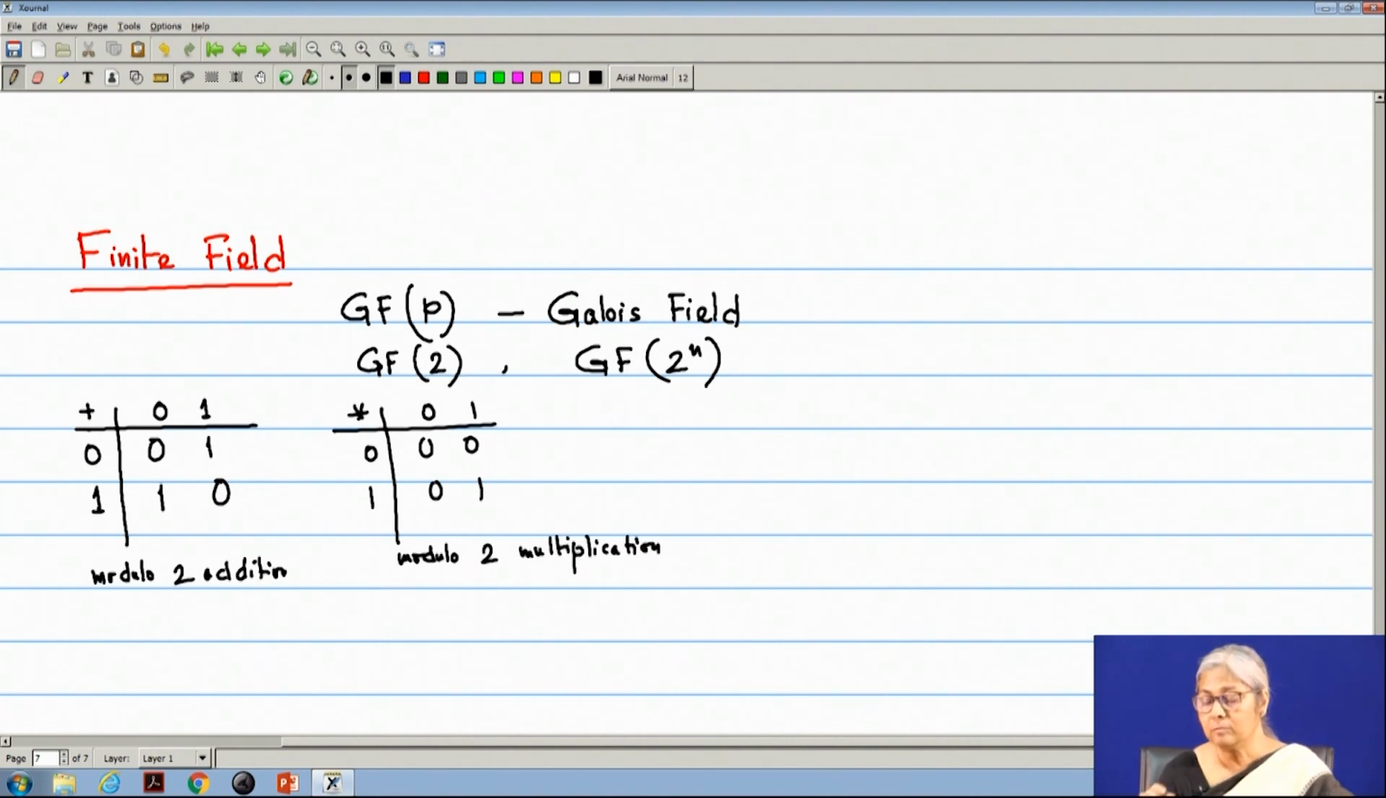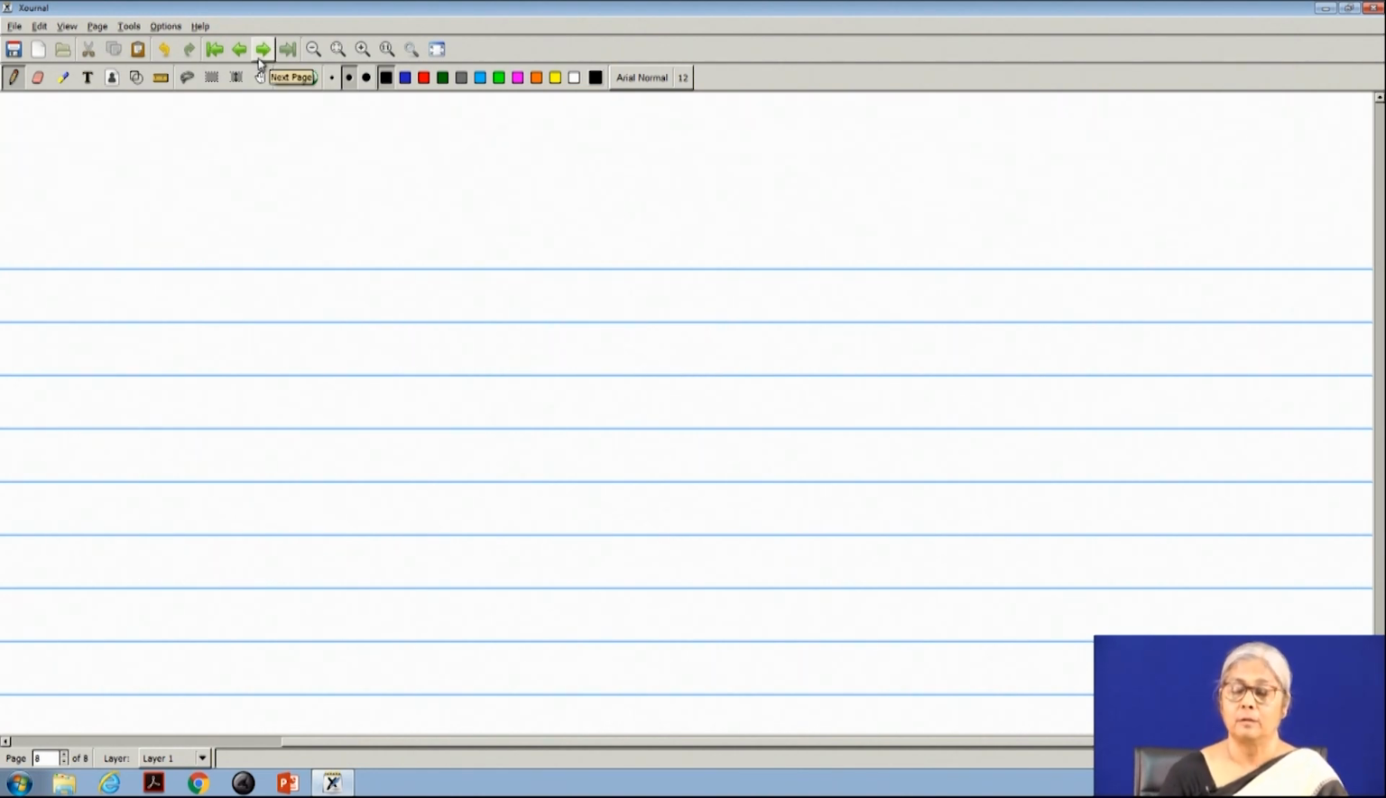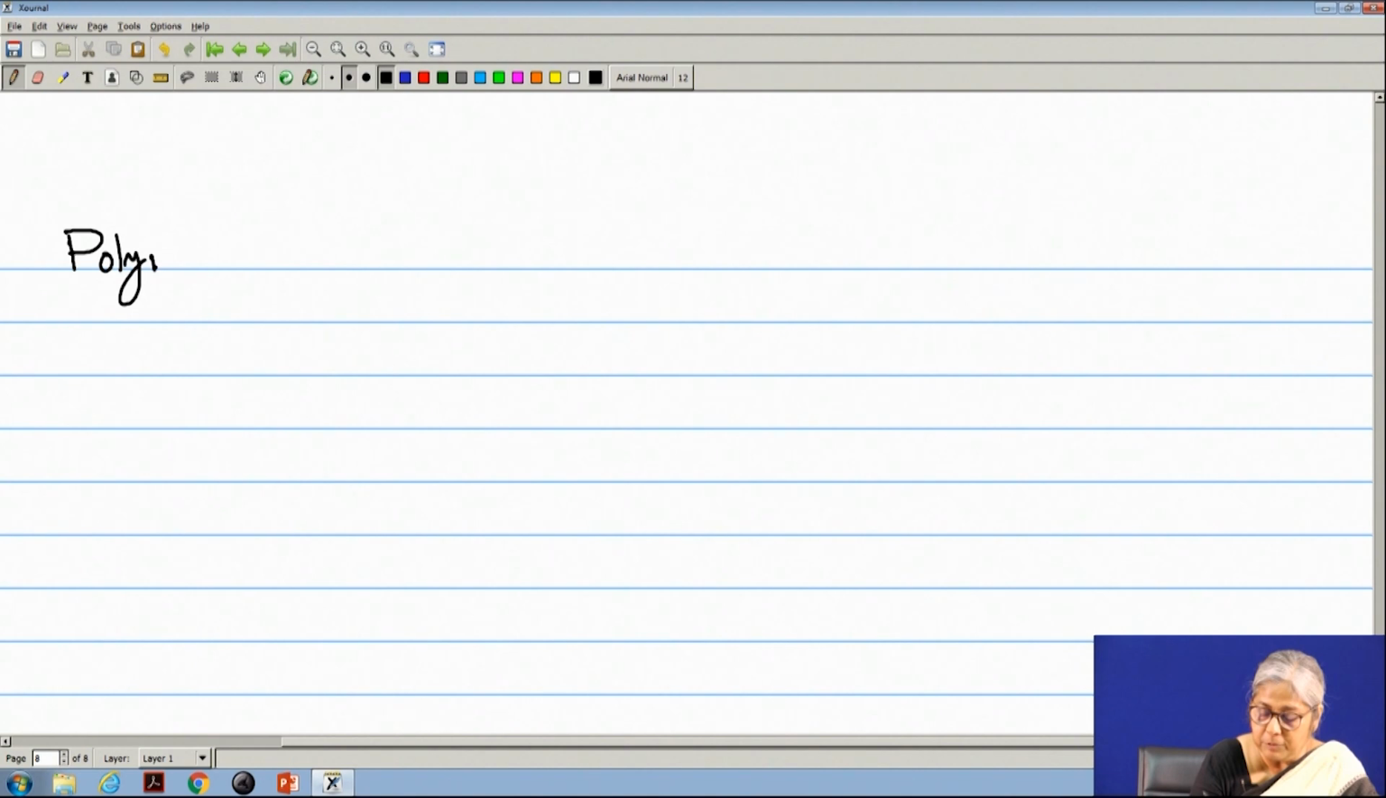Now, before pursuing our discussion on fields and particularly the prime field, we must read something called polynomial arithmetic. Mainly we will be seeing how these polynomial operations over the field of polynomials can become a field. So, first we see the polynomial arithmetic.